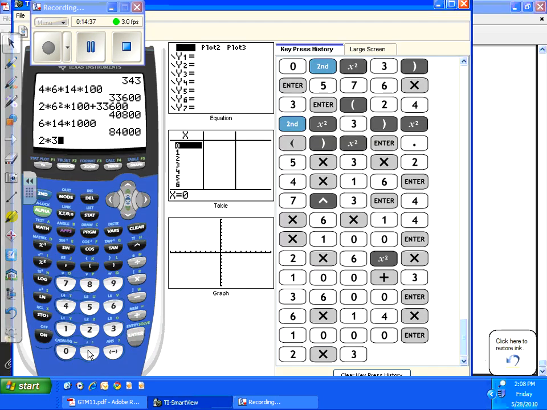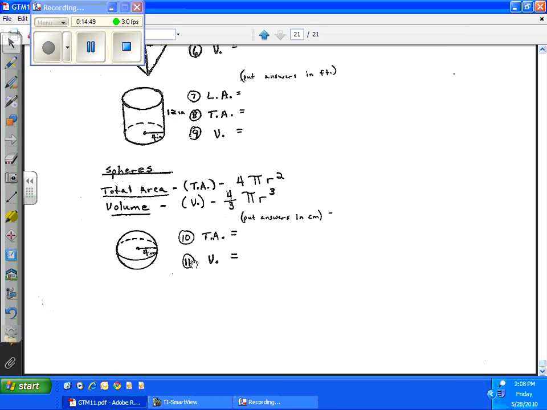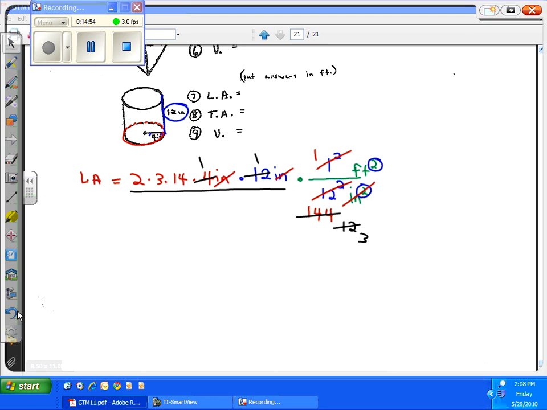2 times 3.14 divided by 3 is 2.093 repeating. Just round to 2.093 square feet.